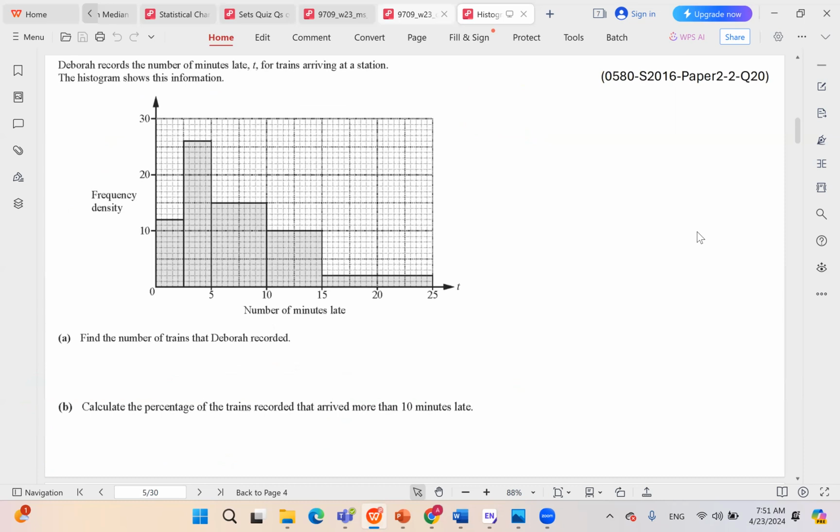Deborah records the number of minutes late, T, for trains arriving at the station. The histogram shows this information. Find the number of trains that Deborah recorded.